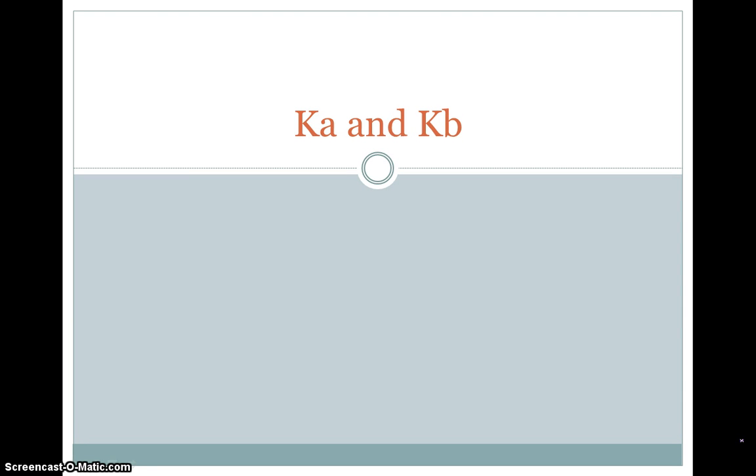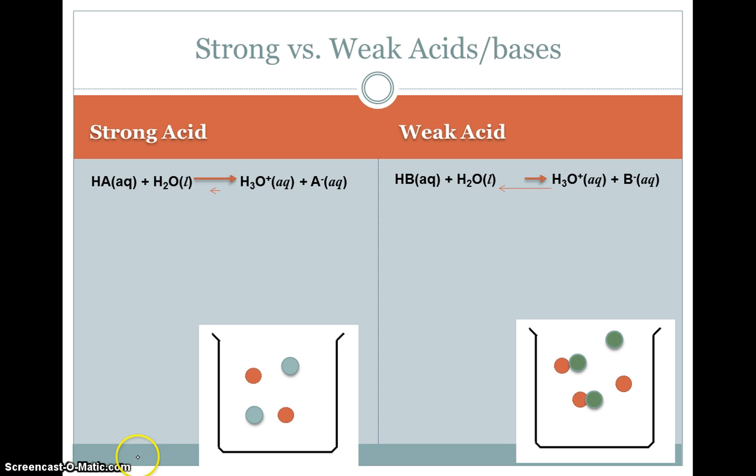Today our focus is going to be on understanding what these letters Ka and Kb represent. So if we review what we learned earlier in the week, if I'm a strong acid, that means I fully ionize in water, so I have a lot of ions present. If I'm a weak acid, I do not fully ionize in water, so I have more molecules of my acid together than I have my ions broken apart.